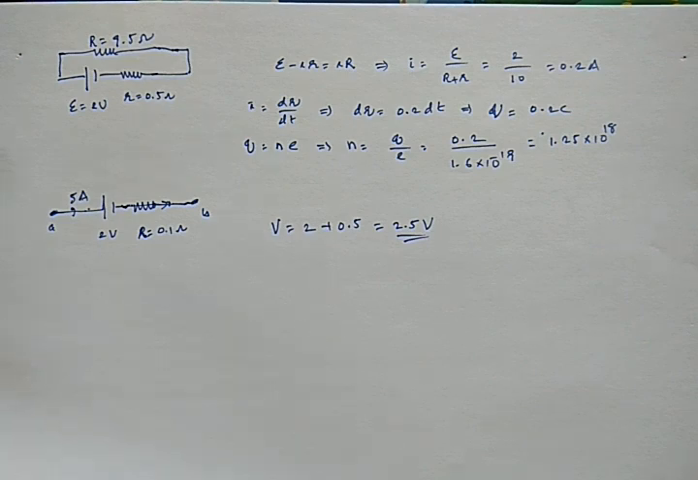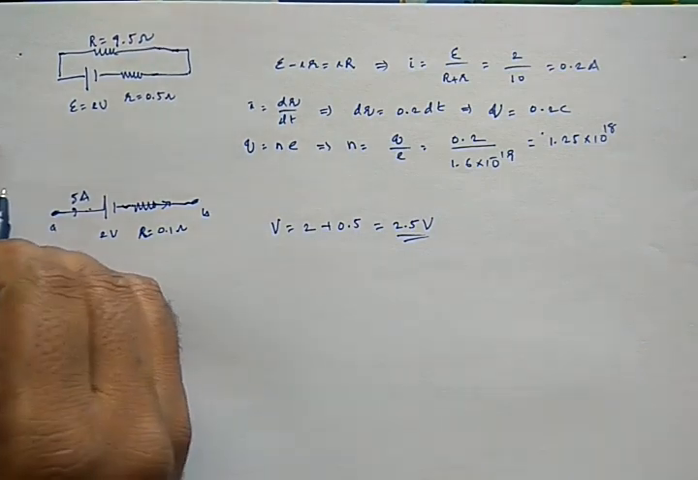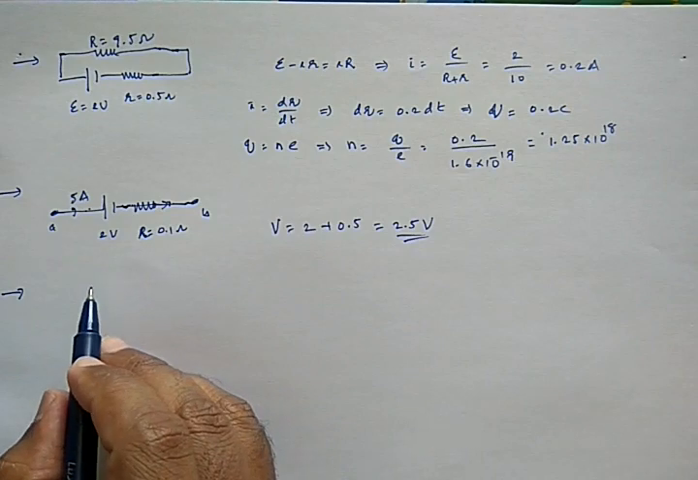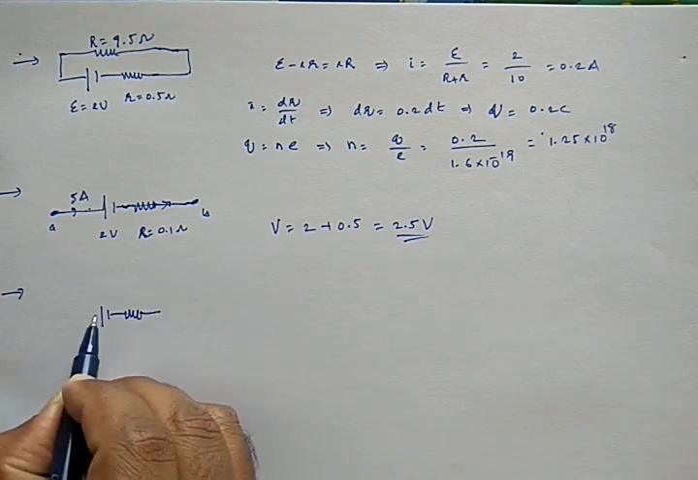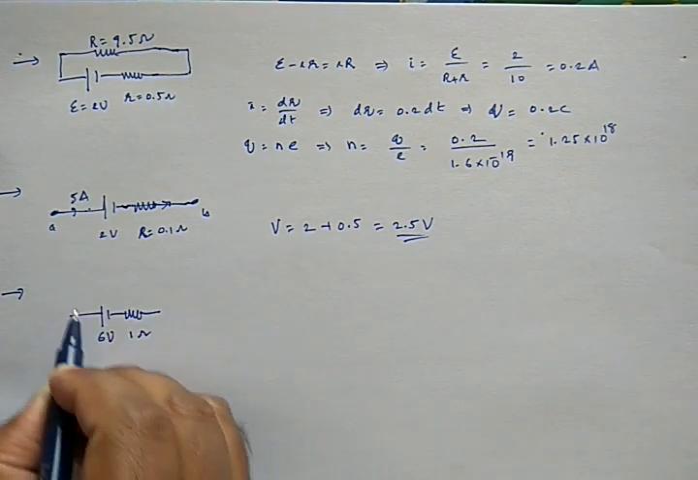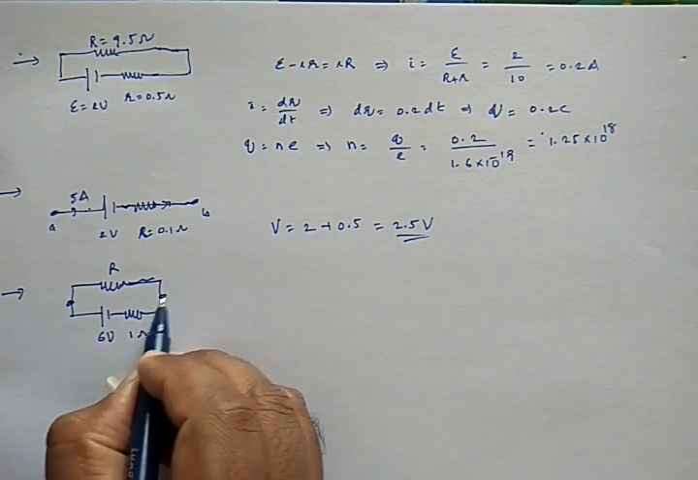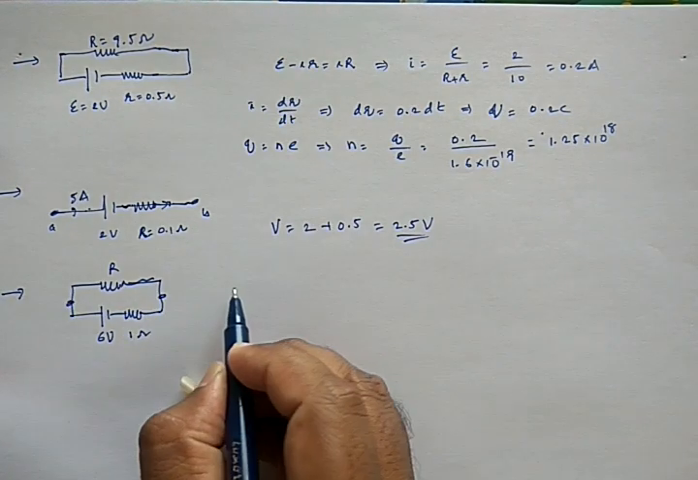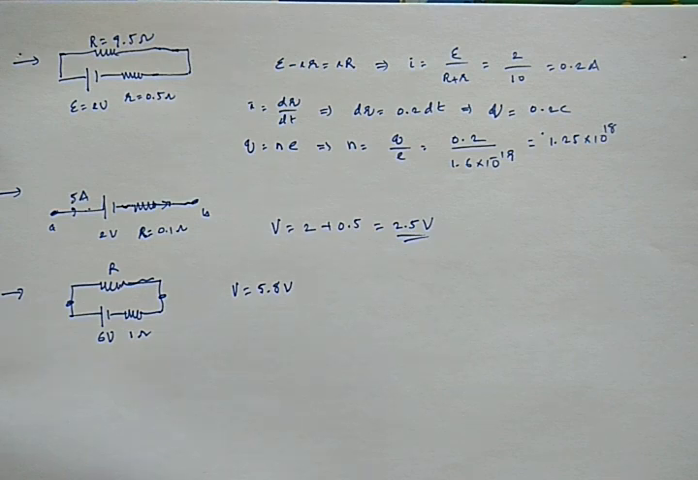The potential difference between terminals of a battery of EMF 6 volts and internal resistance 1 ohm drops to 5.8 volt when connected to an external resistor. Find the resistance of the external resistor. So in this question I have a battery of EMF 6 volt and internal resistance 1 ohm. When connected to an external resistor R, the voltage across this battery drops to 5.8 volt. Then you need to find what this resistance is.